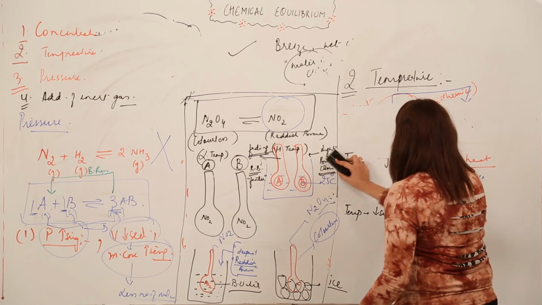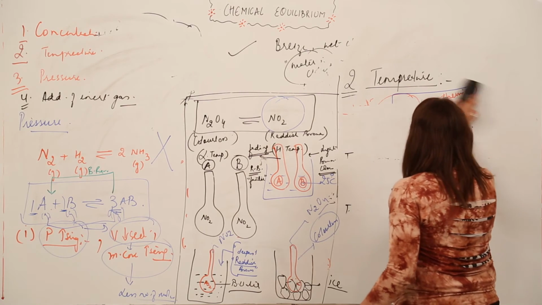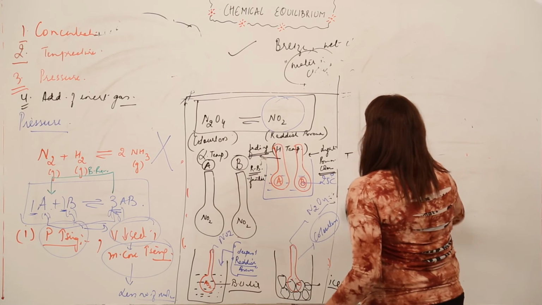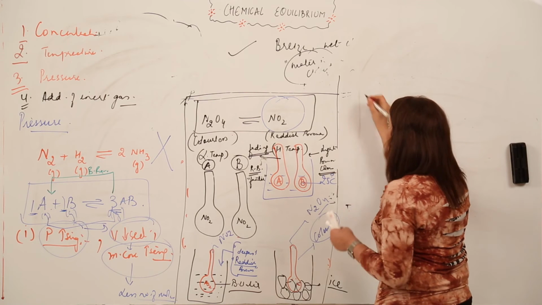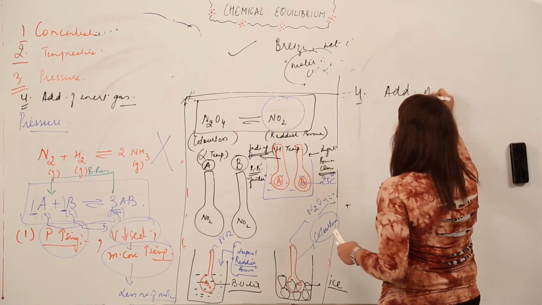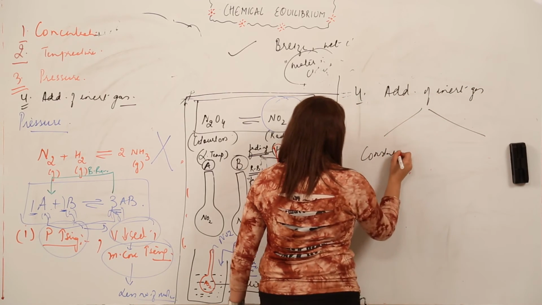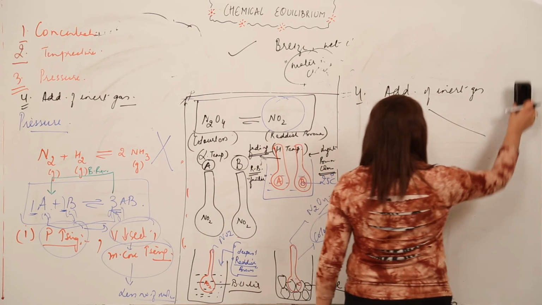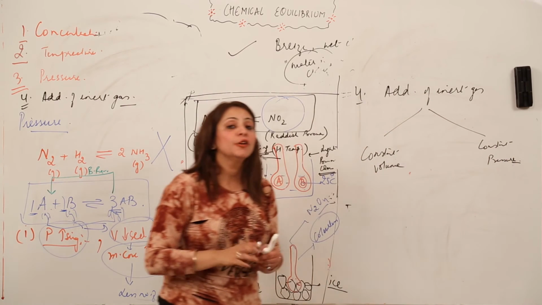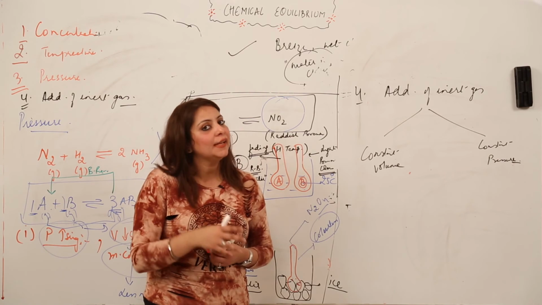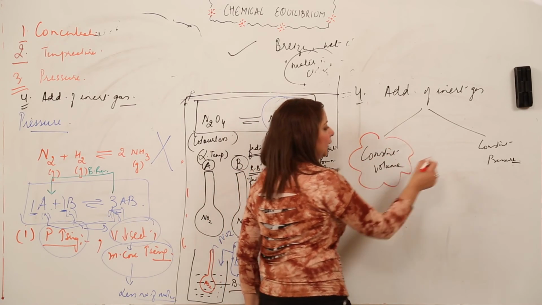I am just writing here, look at the board carefully, because before we start with the fourth factor, one thing should be clear in your mind, that we can add an inert gas. Obviously we can add an inert gas, and we can add this inert gas under 2 conditions. One is at constant volume and the other is at constant pressure, right? So the fourth factor is the addition of inert gas, which can take place under 2 conditions, as I told you, at constant volume and at constant pressure.